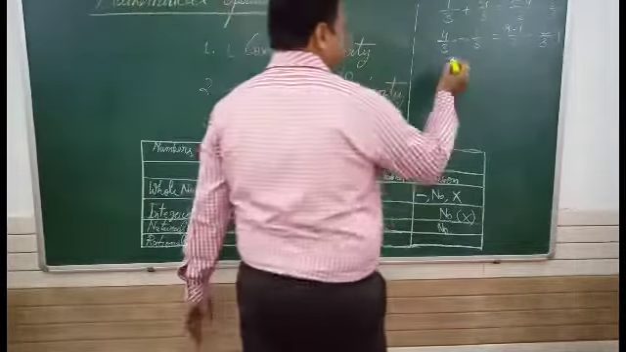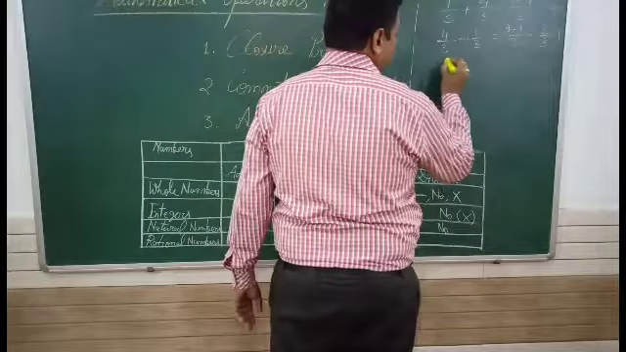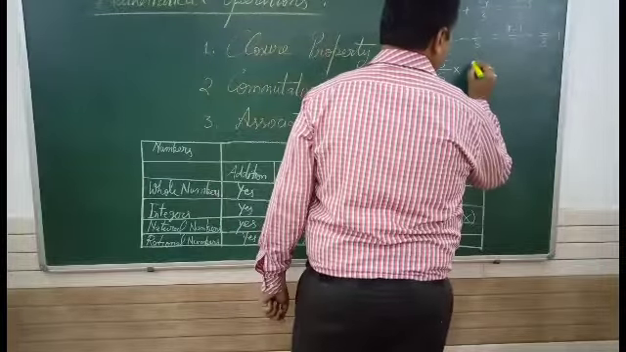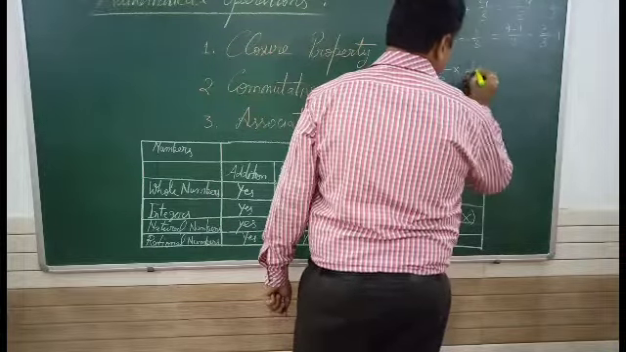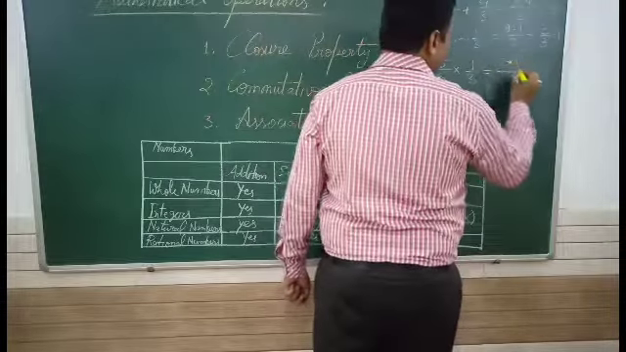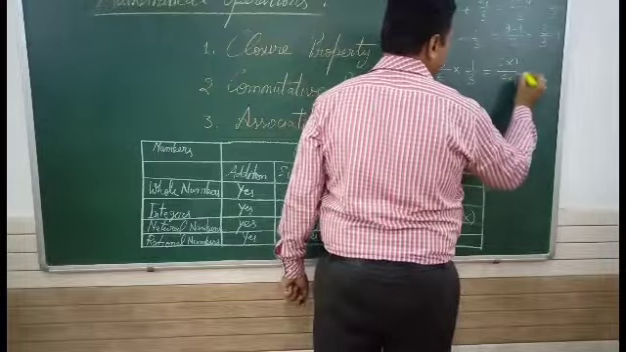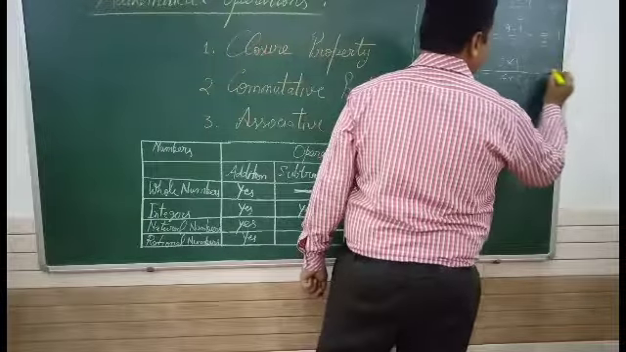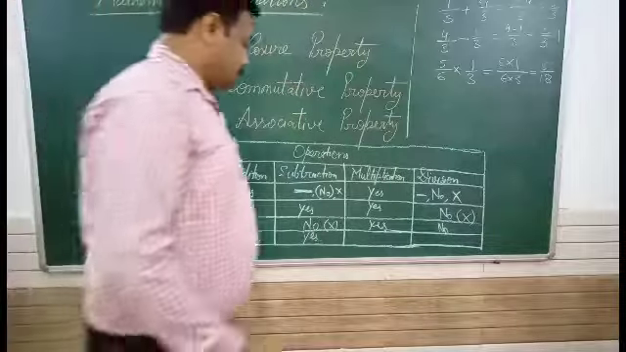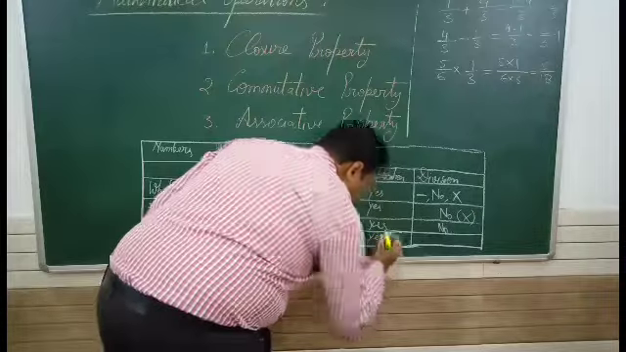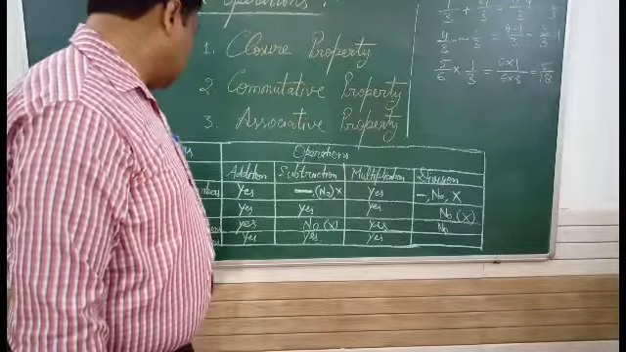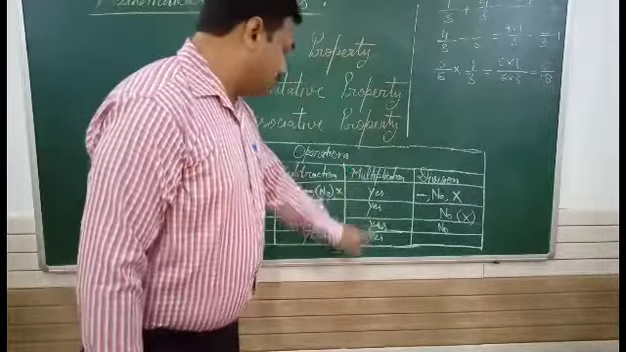Under multiplication, suppose it is 5 upon 6 into 1 upon 3, and what will happen? 5 into 1 and 6 into 3, the result will become 5 upon 18. That is also a rational number. So here also you will put yes, rational numbers are closed under multiplication.